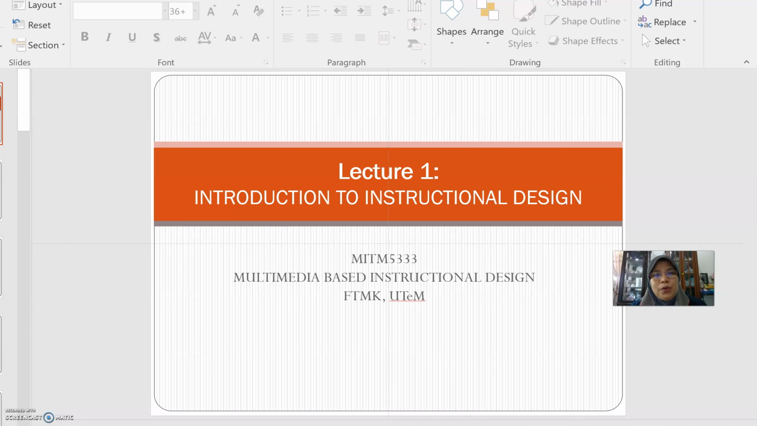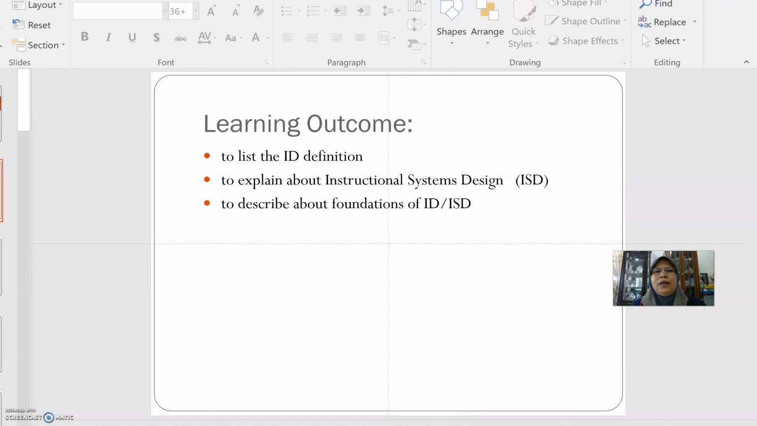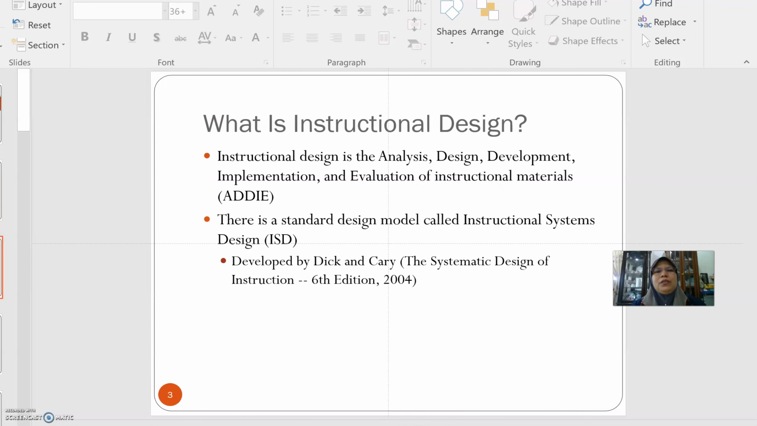Today is lecture 1, Introduction to Instructional Design. There is no single definition of what is meant by instructional design. In this lecture, we will look at some examples of the learning outcomes to understand the underlying principles, the definition, and also the importance of instructional design.